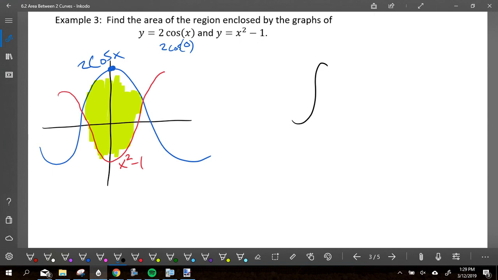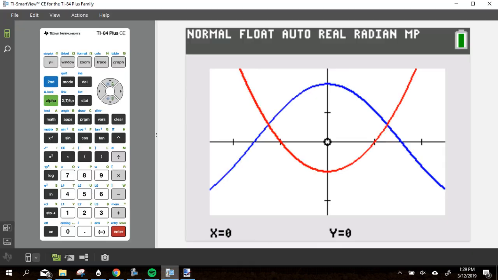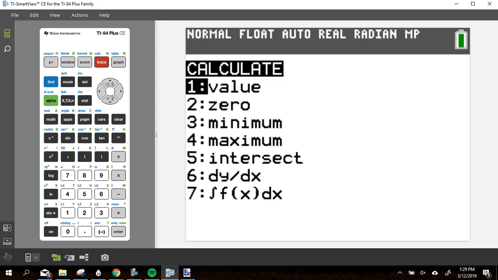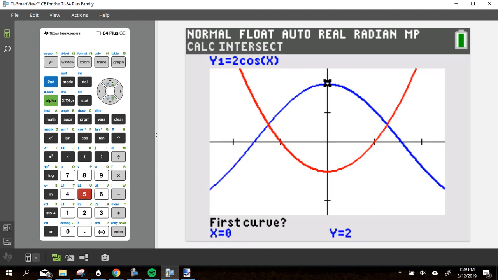What do I need to know in order to integrate? Where they intersect. I need to know this guy right here. Unlike the other ones that were nice, easy numbers, that is not true here. I need to figure it out. So I'm going to go second, calculate. What do I want to calculate here? The intersect, number 5. So second, calculate number 5.